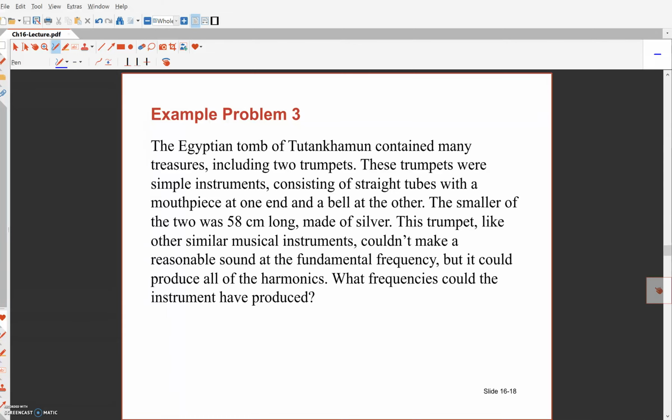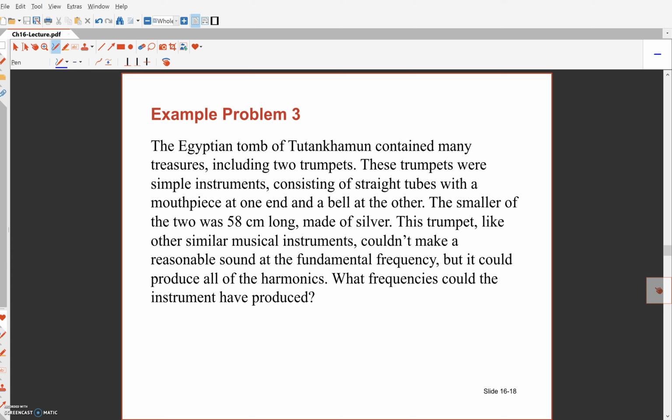Example problem 3. The Egyptian tomb of Tutankhamun, King Tut, contained many treasures, including 2 trumpets. These trumpets were simple instruments consisting of straight tubes with a mouthpiece at one end and a bell at the other. The smaller of the two was 58 centimeters long and made of silver.